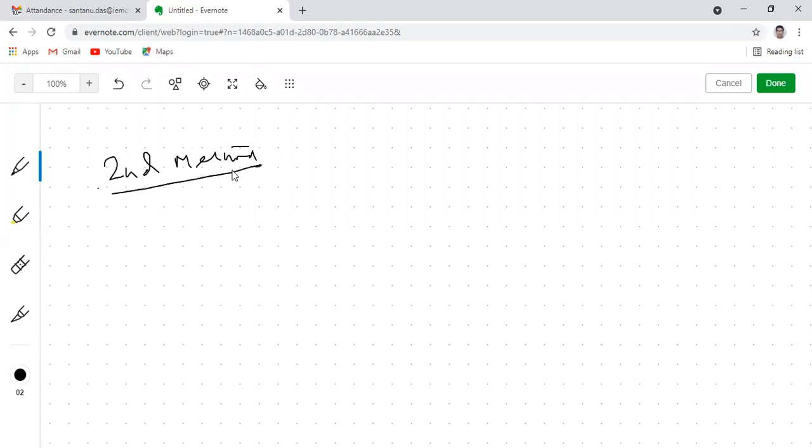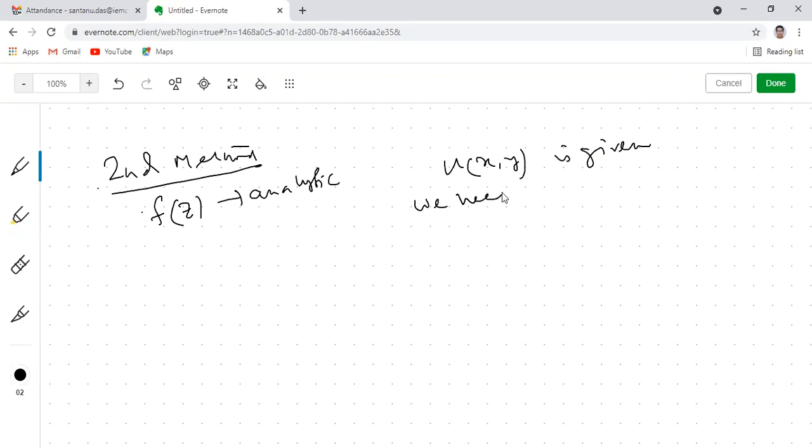Second method is called the direct method. So how to use the second method? So here also the same kind of problem. If there is an analytic function and u(x,y) is given, we need to identify v(x,y). So here directly we will be using the Cauchy-Riemann equation. So since f(z) is analytic, it will satisfy the Cauchy-Riemann equation.